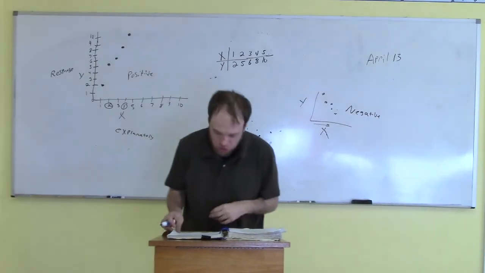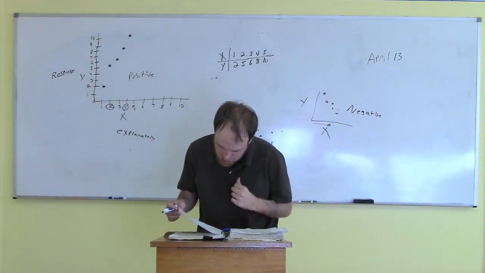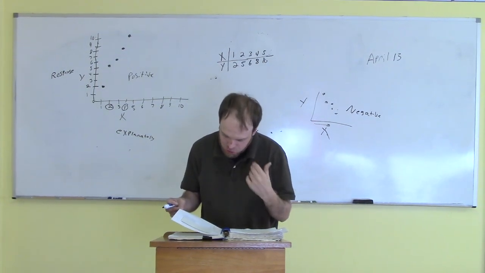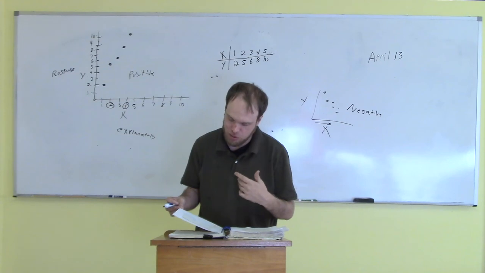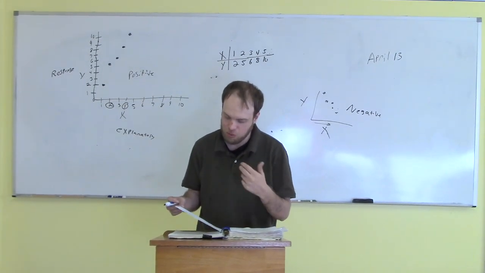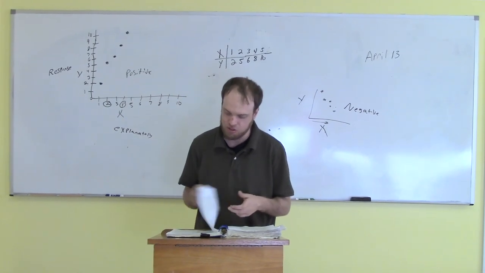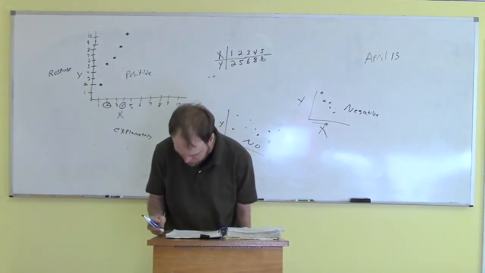What I need you to do is do questions 1 through 5. The first one, you're just drawing information out of it. And then 2 through 5, you're having to actually plot it and then tell me whether it's no association, positive association, or negative association. So 1 through 5 on page 383.